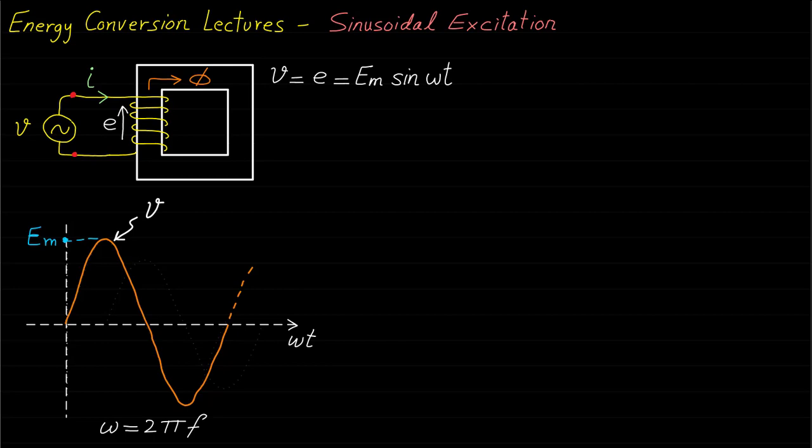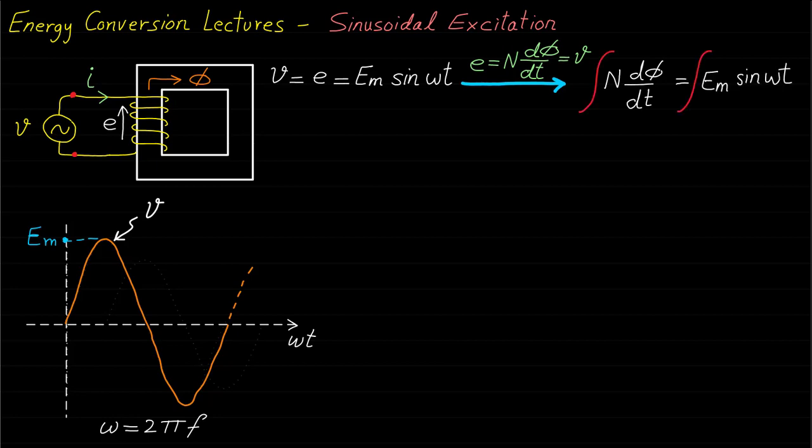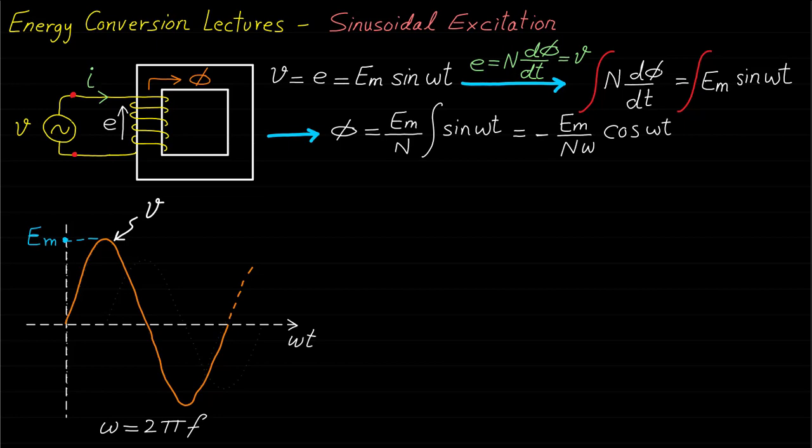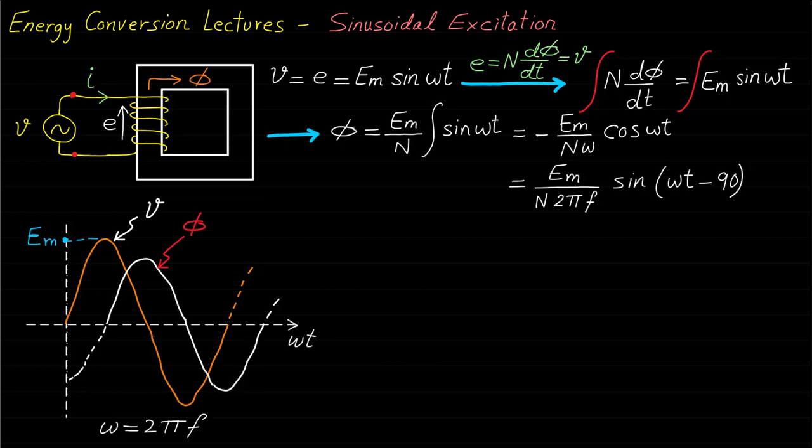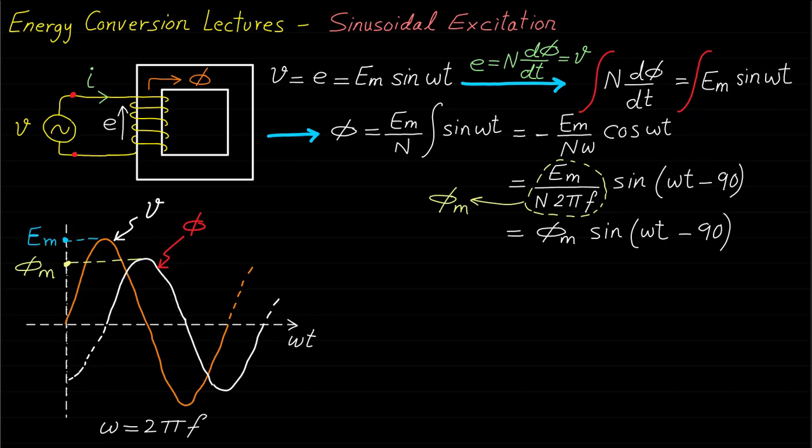As we have learned from previous lectures, Faraday's law represents an important relationship between the magnetic field and the induced voltage. Therefore, let's apply Faraday's law in order to understand the nature of the magnetic field phi waveform. By applying Faraday's law, the magnetic field phi can be identified by integrating the induced voltage as follows. As you can see, the magnetic field phi is also sinusoidal and lags the induced voltage E by 90 degrees.